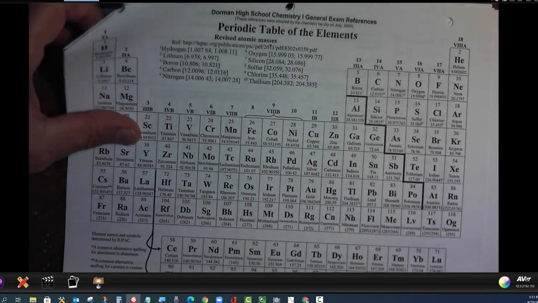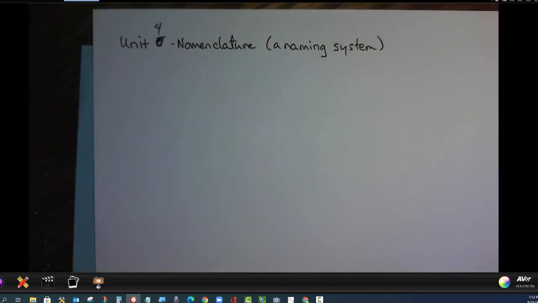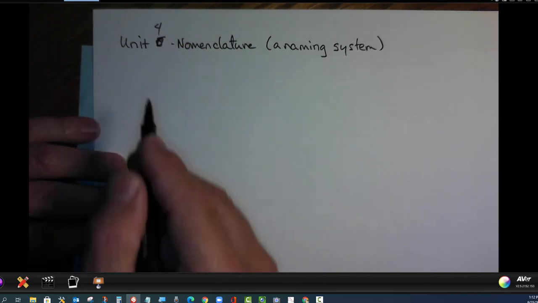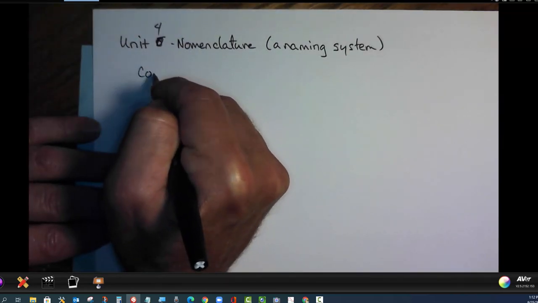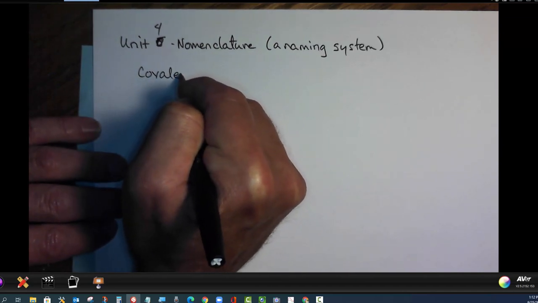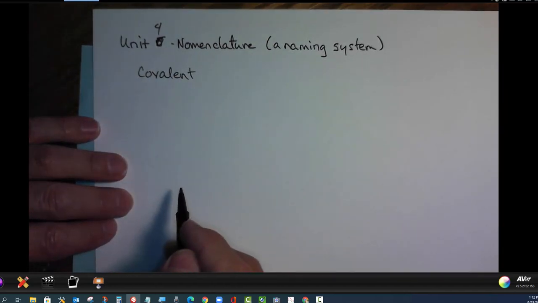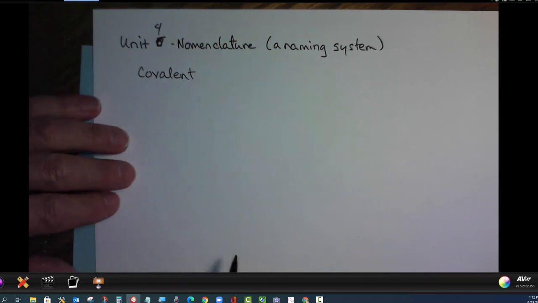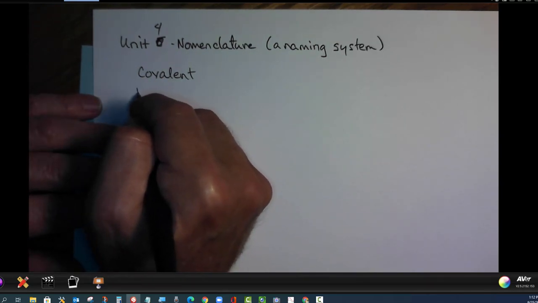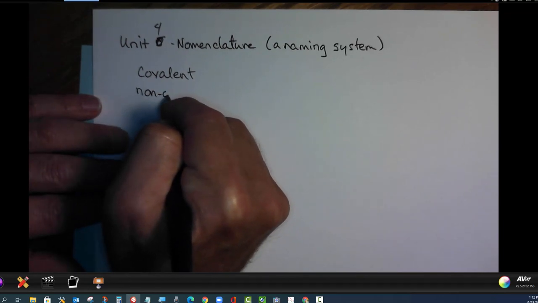So a nomenclature system is a system of naming. And so you can tell a lot about an element, or in this case compounds, by the name. And you can take the formula for a compound and figure out a name, so that everybody's talking the same thing. So there are 4 classifications, 4 categories for nomenclature. The nomenclature we've been dealing with for the most part is covalent non-organic.